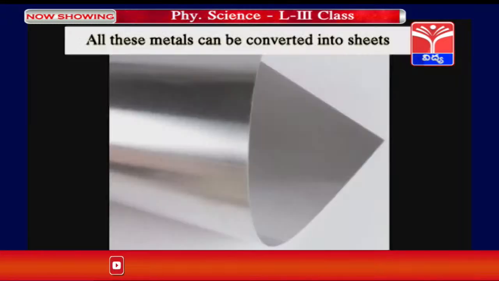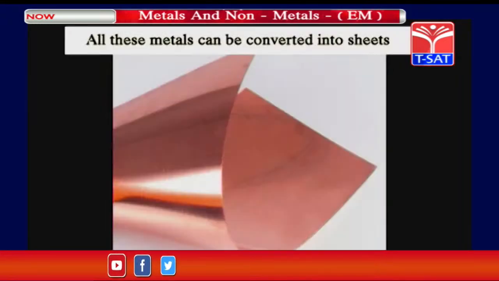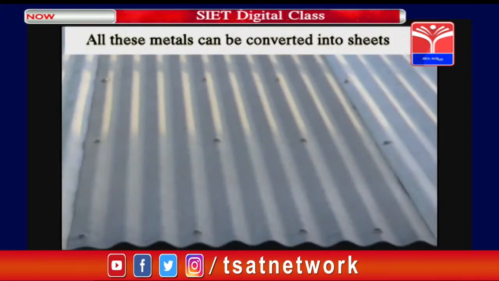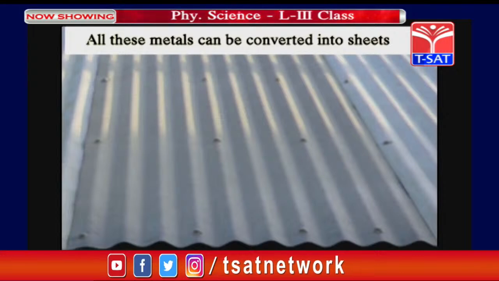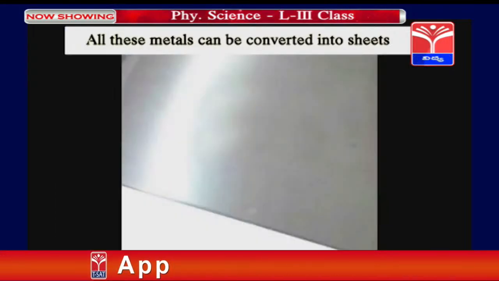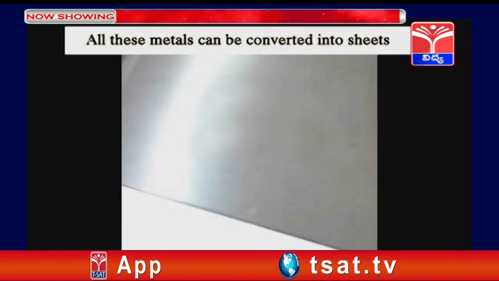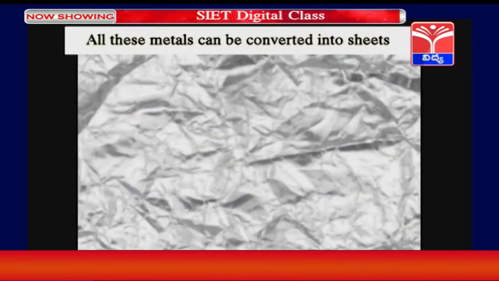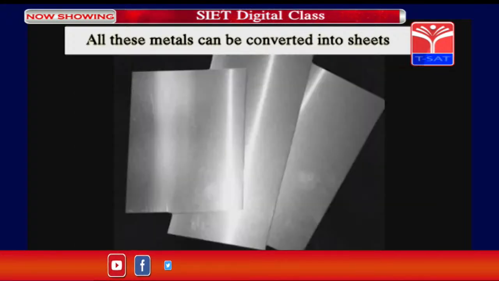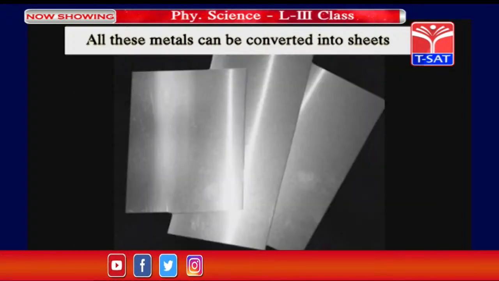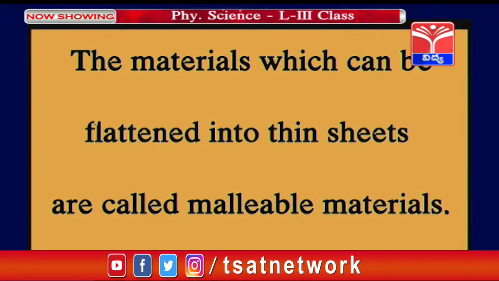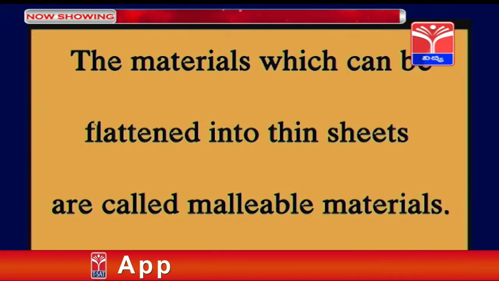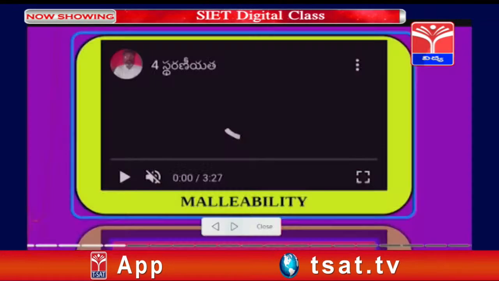Let us check. These metals are all converted into sheets. Here is the gold, and this sheet is iron, and this is a magnesium plate, and this is a silver plate, and here is a zinc plate. These materials which can be flattened into thin sheets are called malleable materials.